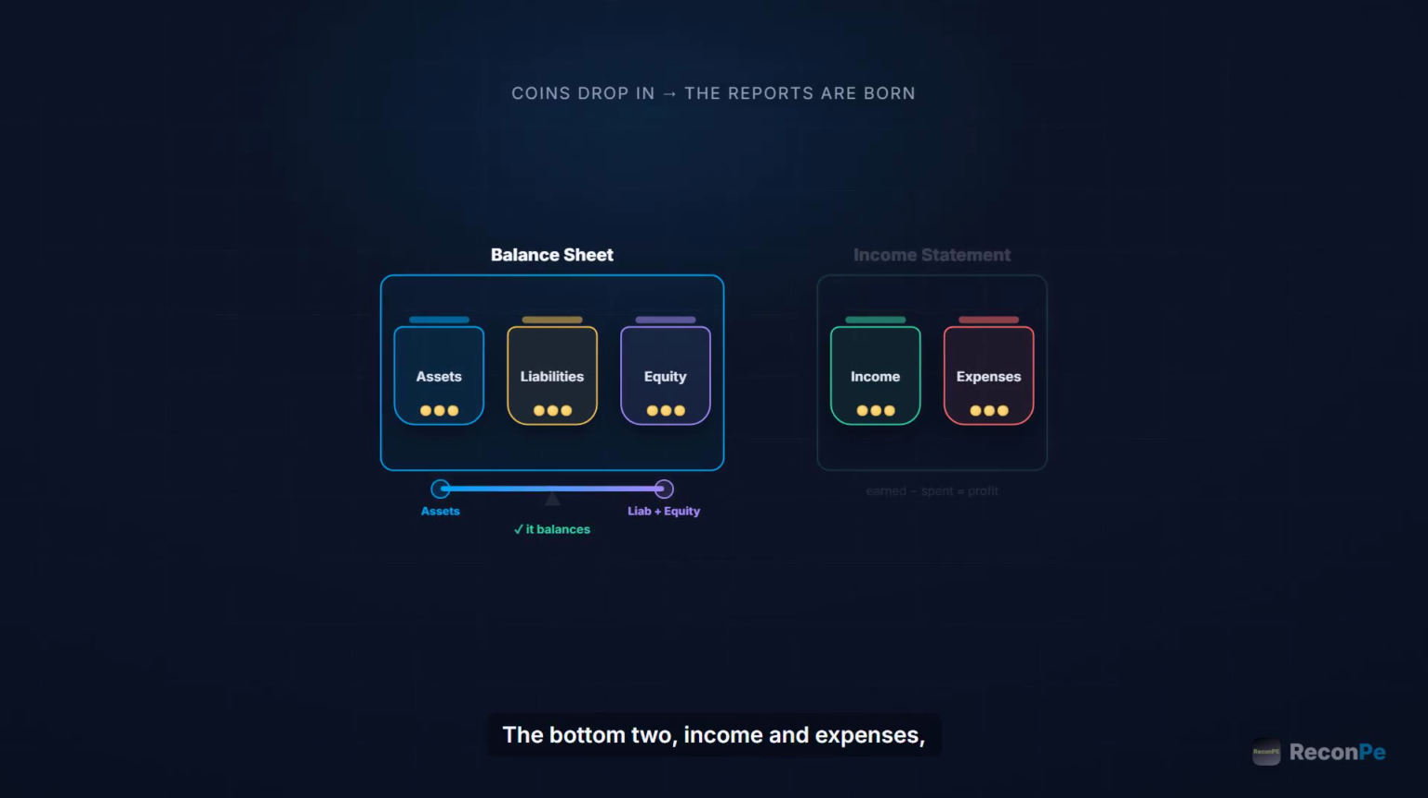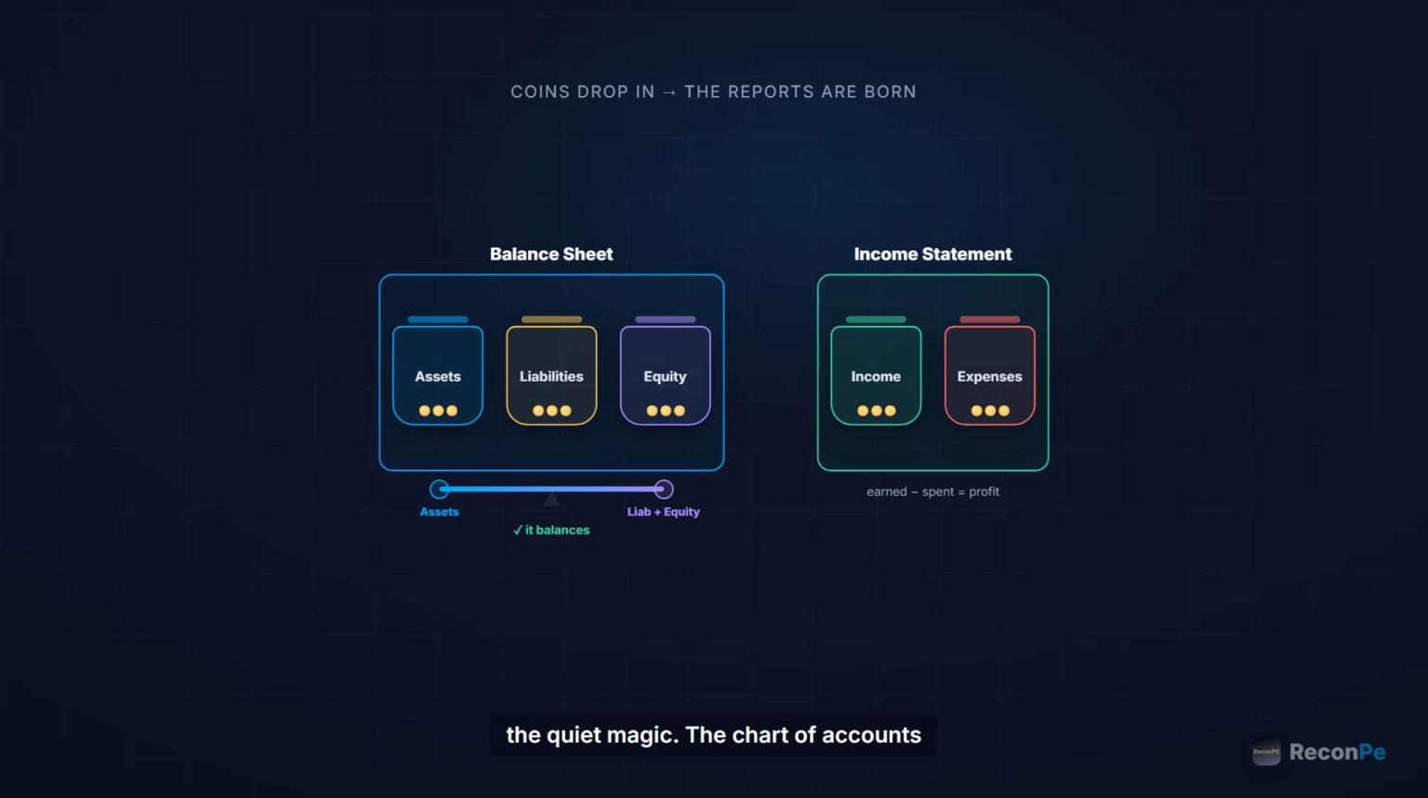The bottom 2, income and expenses, become your income statement. That's the quiet magic. The chart of accounts is the simple filing system where every financial report is born.